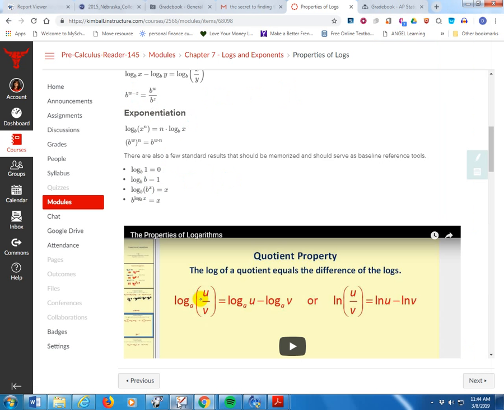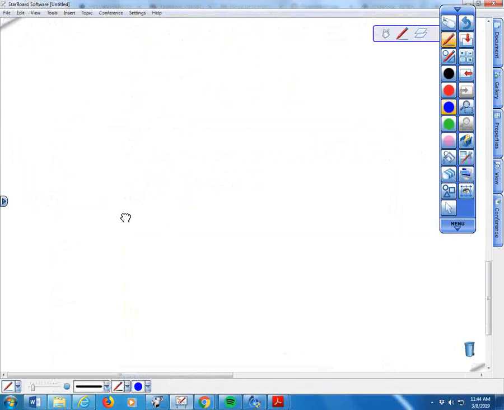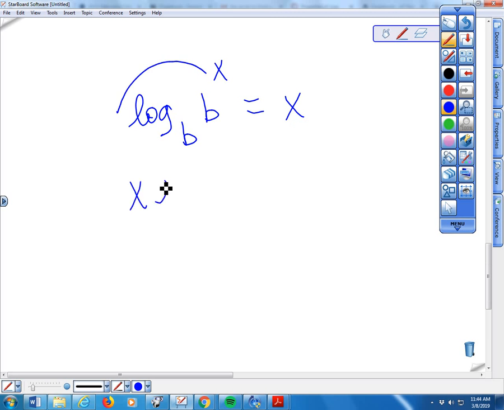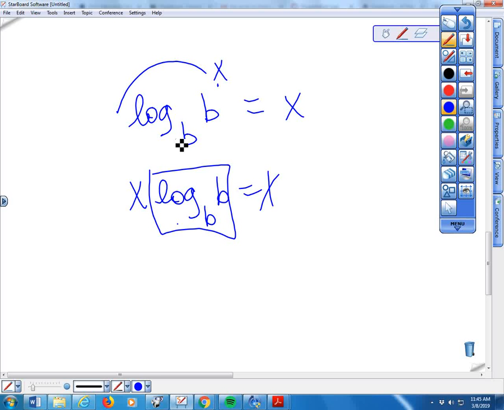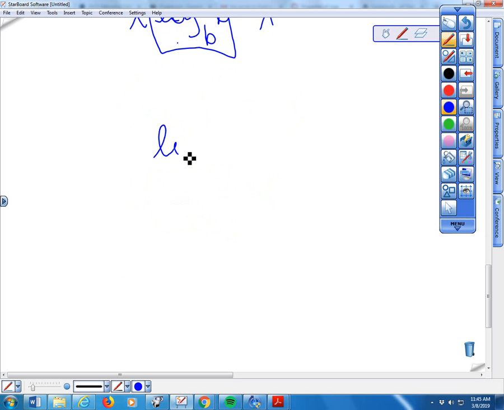Third one, log base b of b to the x equals x. Well, what did we already say? We bring this down, so it's x times log base b of b. Sorry, this is 1. 1 times x is just x. So whatever this exponent is, if these two are the same, the answer will always just be that number. If I do log base 3 of 3 squared, it's just 2.